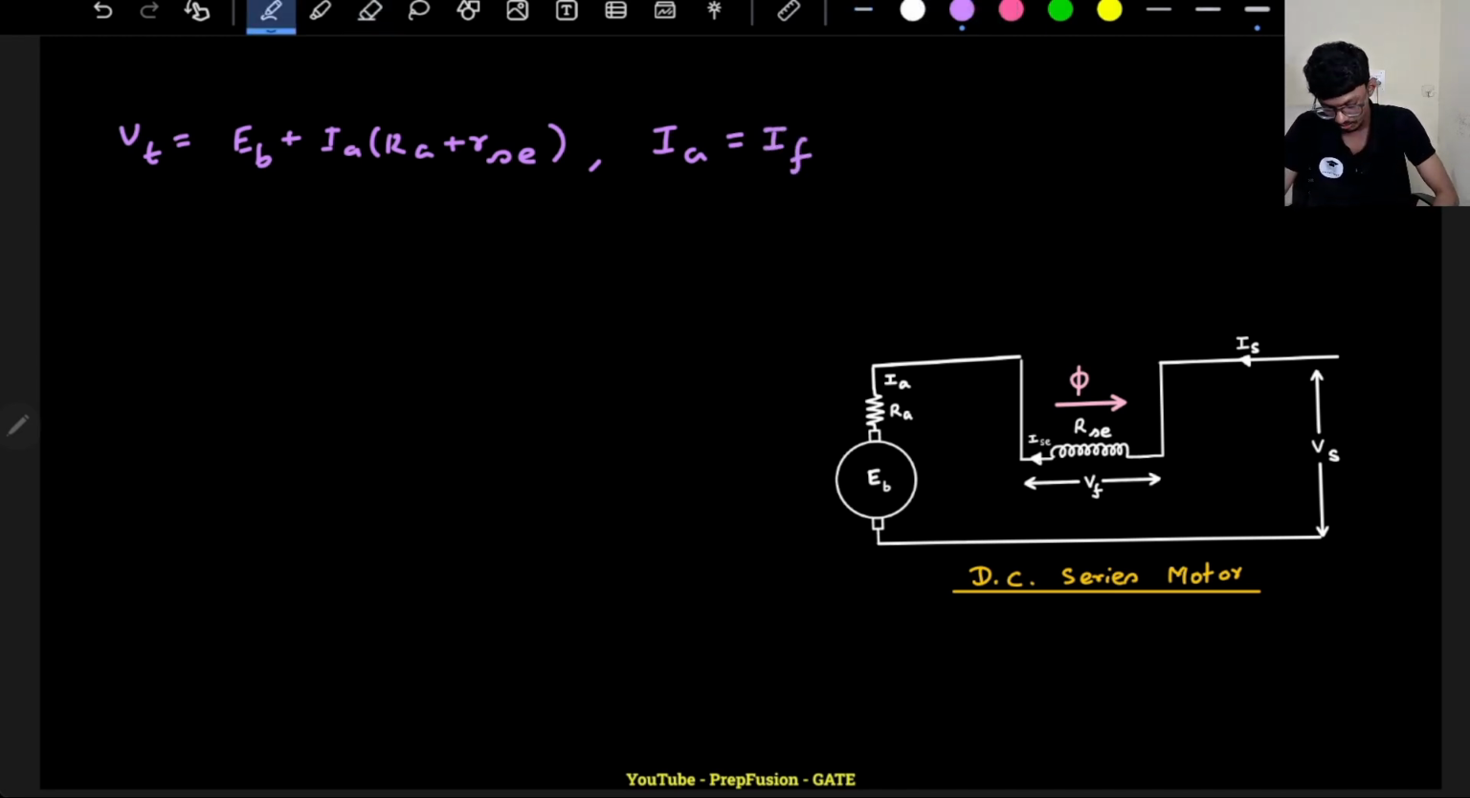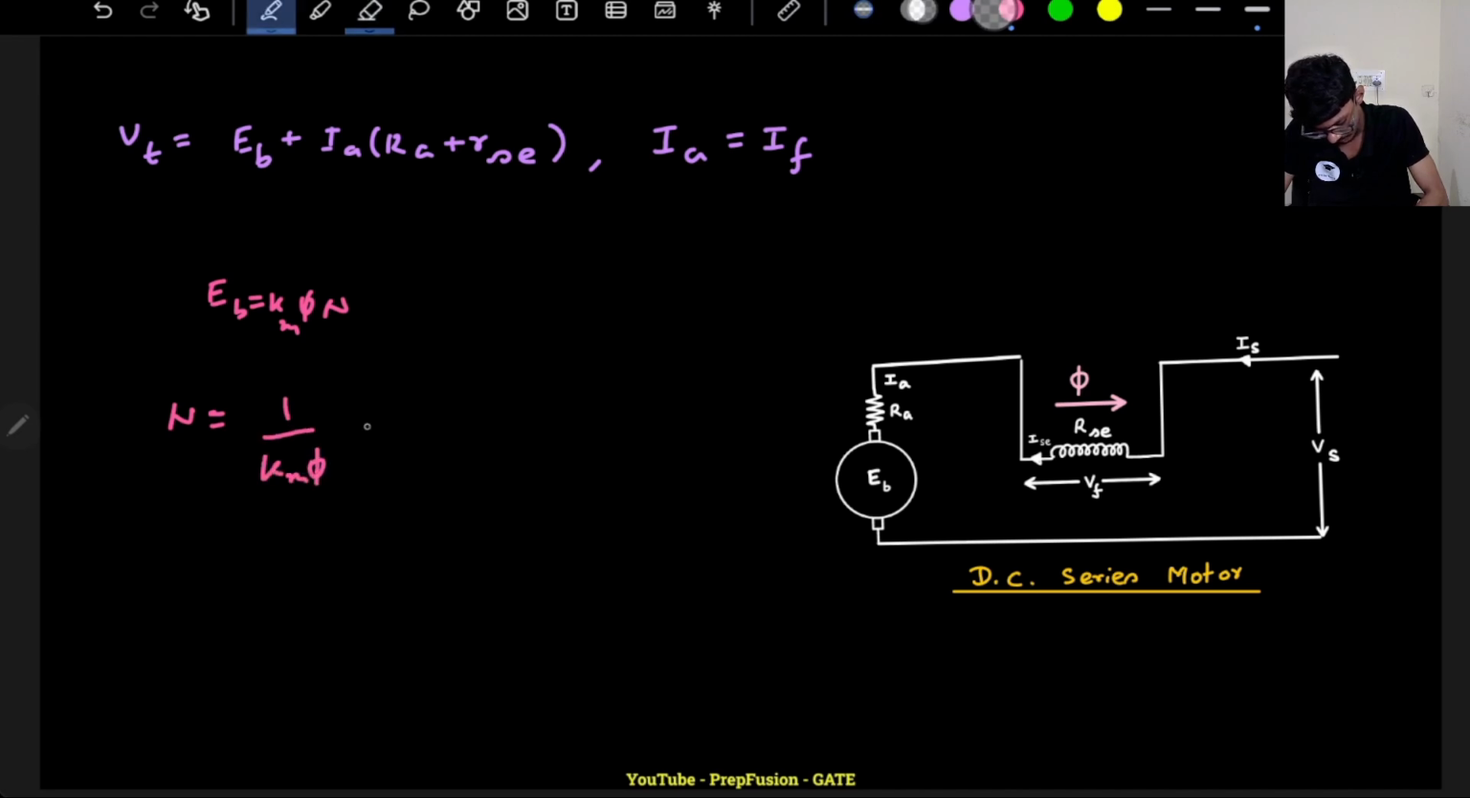Here the important point to note is, what is the speed equation? Speed, Eb is again proportional to flux and speed, so it is basically Km phi N. So I can write here the speed value will be equal to 1 divided by Km phi, times Vt minus Ia (Ra plus Rse).